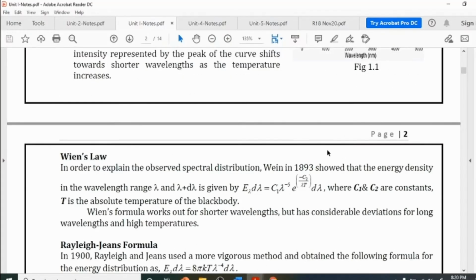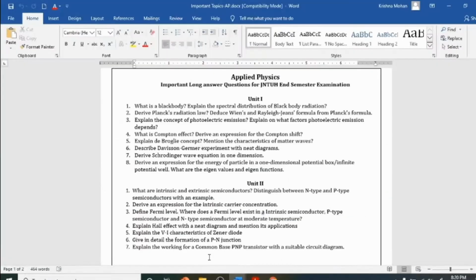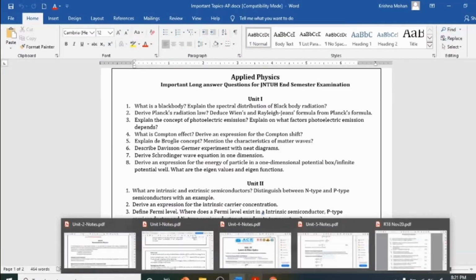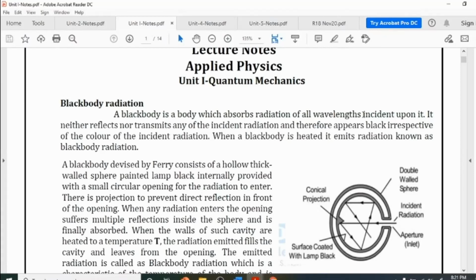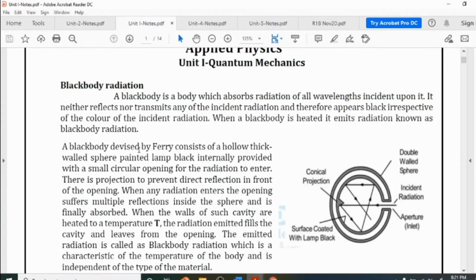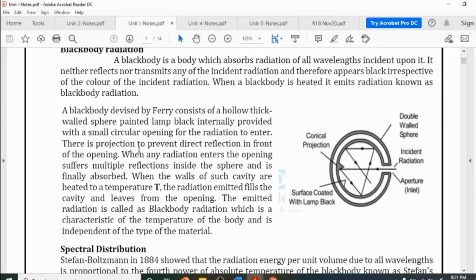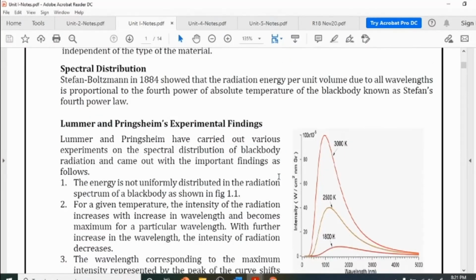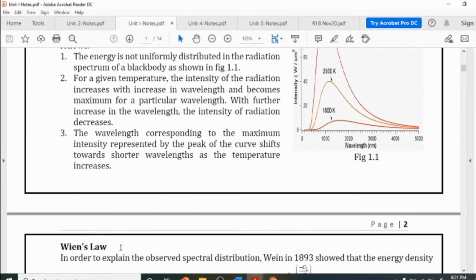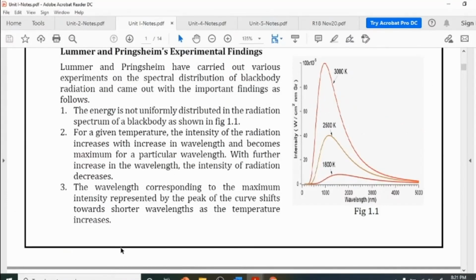So it is question to question. See, I'm again opening the question paper here. What is a black body? Explain spectral distribution of black body radiation. If you are asked to write that particular question, what you need to write is on this particular page. You need to write what is black body radiation, the first paragraph itself. The second paragraph is not that important, let me tell you. If you are asked to write about Ferry's black body, then you can write the entire thing with the diagram. Or else you can skip down to Lummer and Pringsheim's experimental findings with the graph and these 3 points. That is important, that's it. So this is for 7 marks, let me tell you. So in 24 minutes' time, you need to finish one question.